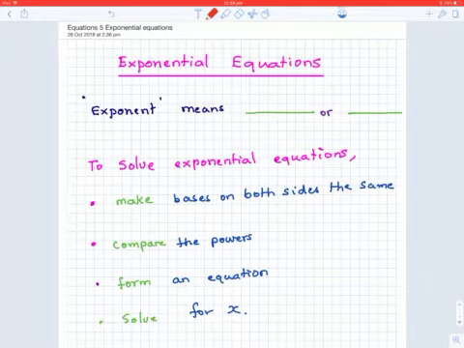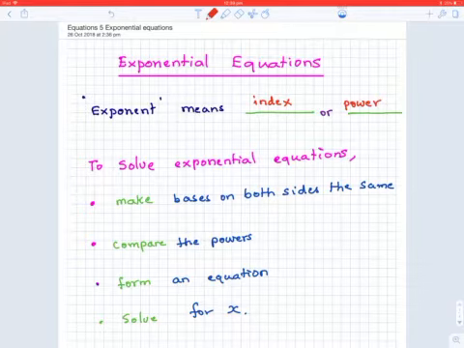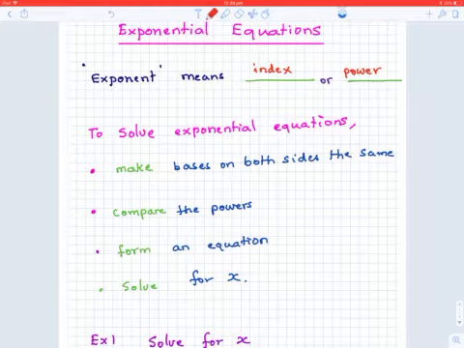Hello and welcome. Today we are going to solve exponential equations. Any equation where x is in the power is called an exponential equation. Exponent means either index or power, so your x will be in the power position.